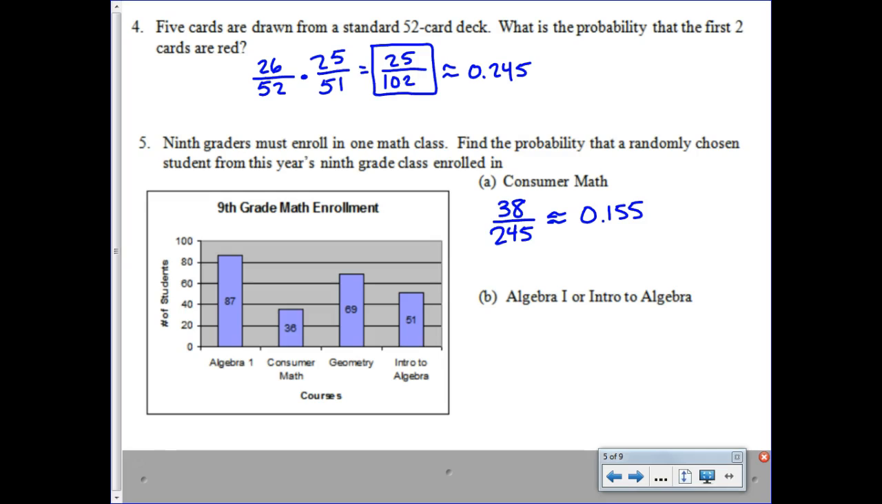Algebra 1 or Intro to Algebra. Remember with or we are adding. So Algebra 1 was 87 over 245. Or Intro to Algebra was 51 over 245. So we get 138 over 245, which also does not reduce, but approximately 0.563 if you want the decimal there instead.